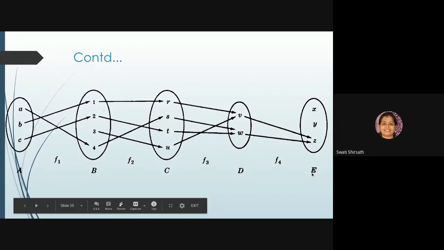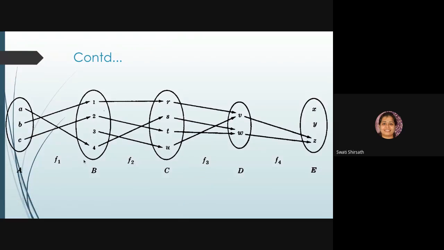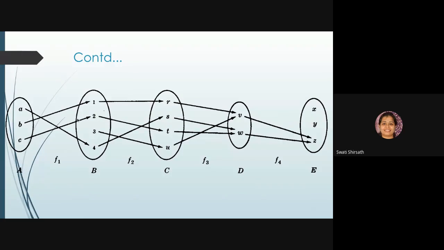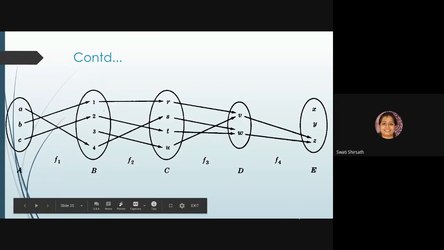Okay, again one more exercise. F1, F2, F3 and F4 are given. Can you identify कर पा रहे हो? What is F1? F1 is these two. Okay, domain, codomain. F2 is domain, codomain. F3 is domain, codomain. F4 is domain, codomain. Tell me what different types of functions are they?